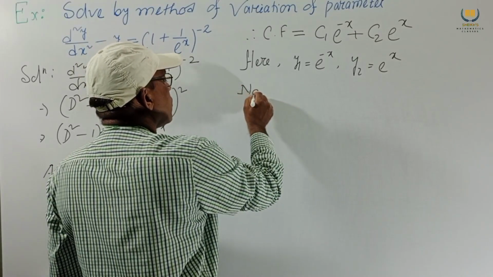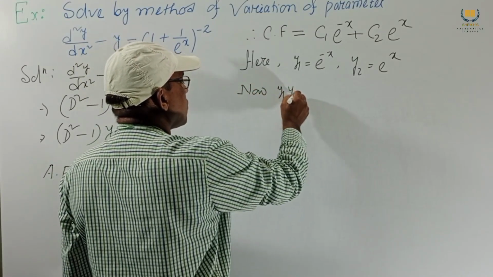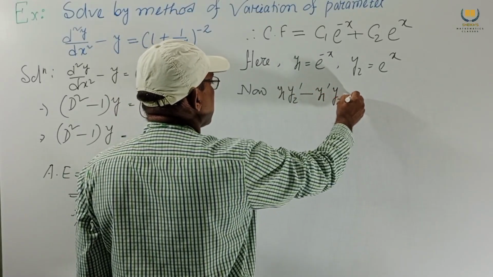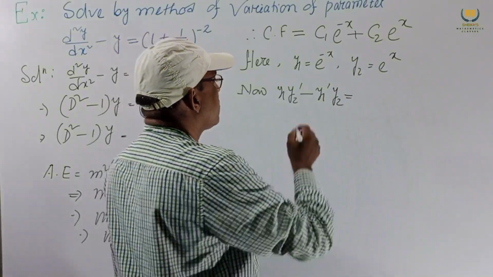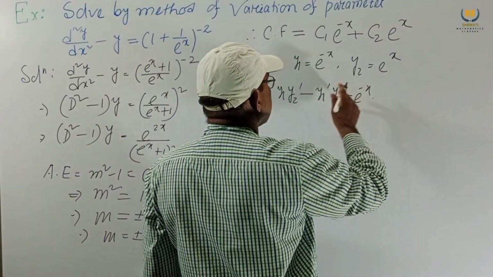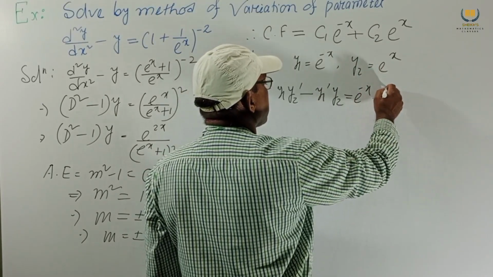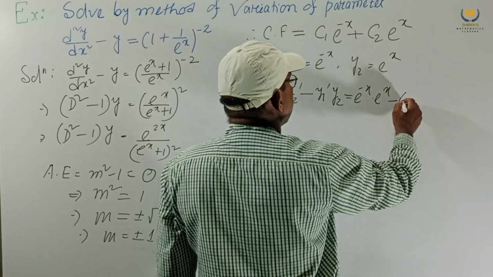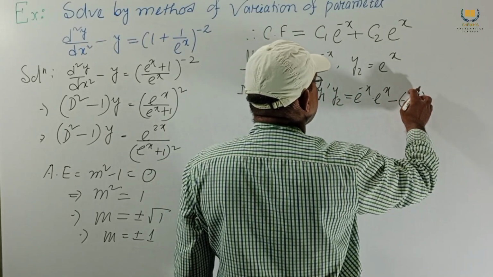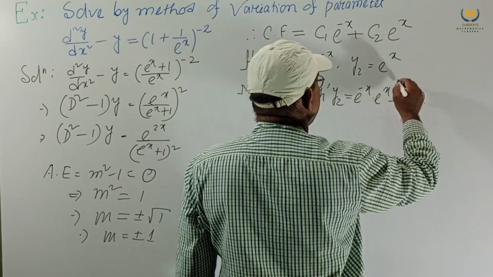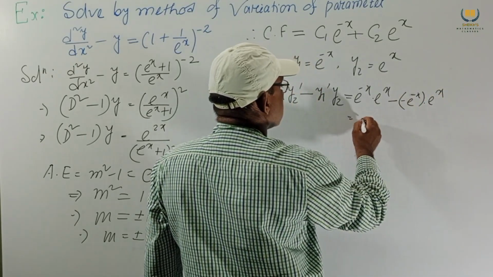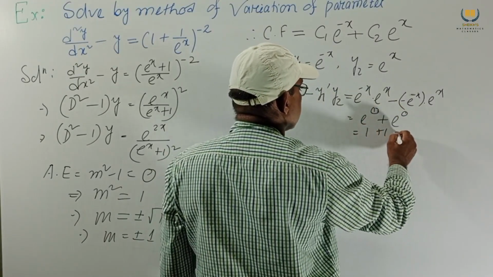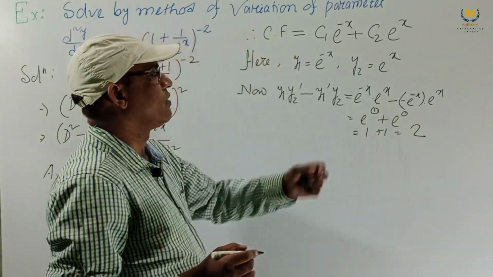Now y1 y2' − y1' y2, what is the value? y1 means e^(−x), y2' is d/dx of e^x, which is e^x, minus y1', which is −e^(−x), and y2 means e^x. So this is e^0 − (−) + e^0, 1 + 1, this is 2. We get this value is 2.